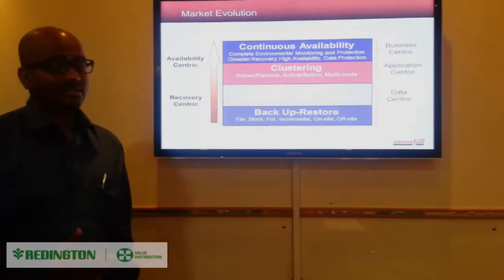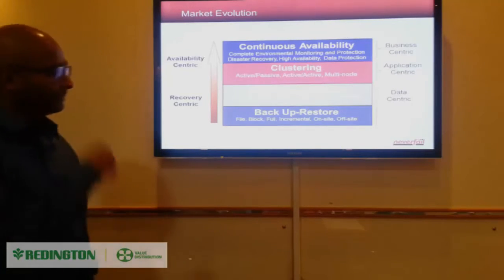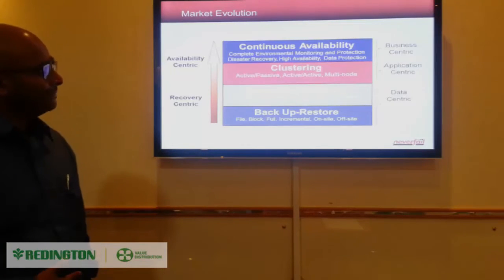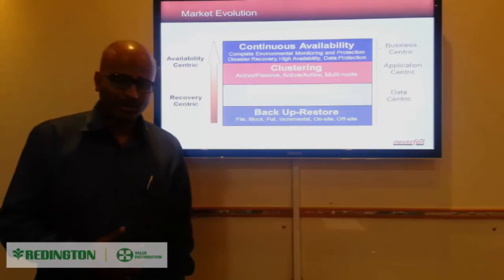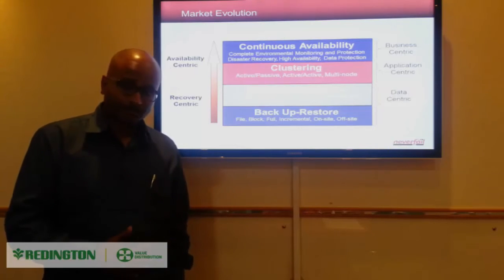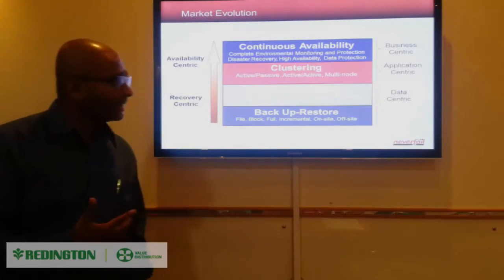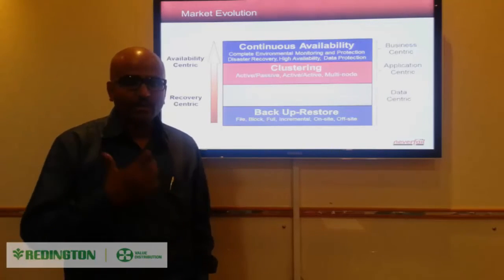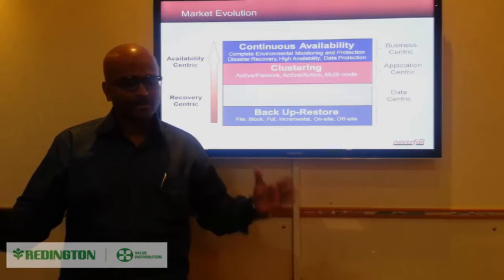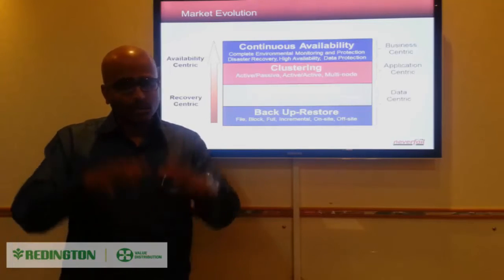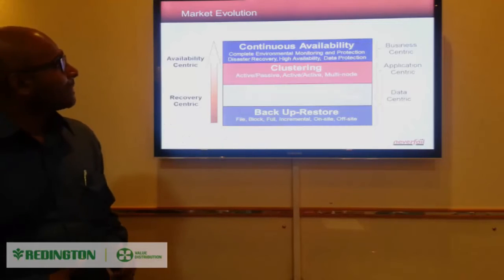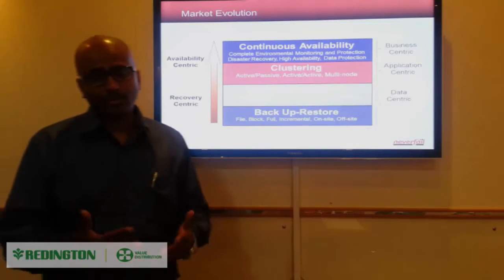Then you have business centric availability. Business centric is monitoring everything. You're not just monitoring the data, and you're not just monitoring the application. You're monitoring the entire system, which is critical. It monitors the whole ecosystem. So you have continuous availability, and this is business centric, based on the policies that you have.